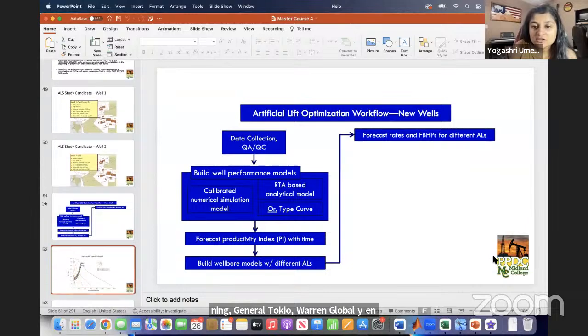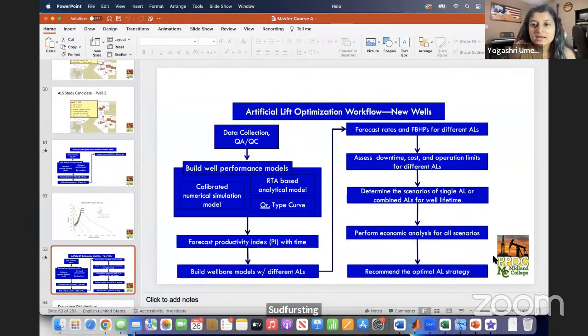The first thing I'll talk about in the workflow is artificial lift optimization, and this is for new wells. You collect data and do some QA/QC. You build well performance models, so everyone pay attention to the left side of the plot. You calibrate numerical simulation models, or an RTA-based analytical model, or type curve. There are three different ways that you can develop your well performance models, depending on the level of complexity and how much data you have.